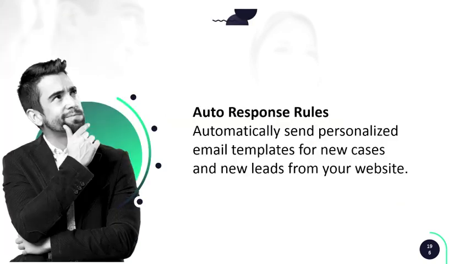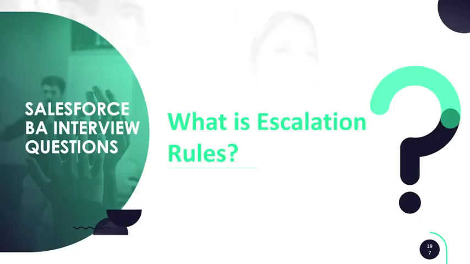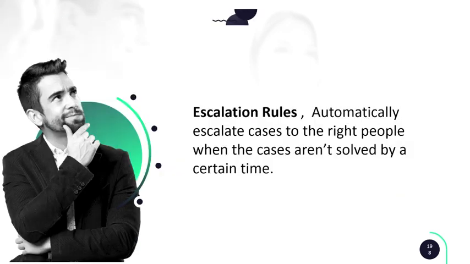Number 39. What are auto-response rules? Auto-response rules automatically send personalized email templates for new cases and new leads from your website. Number 40. What are escalation rules? Escalation rules automatically escalate cases to the right people when the cases aren't solved by a certain time.